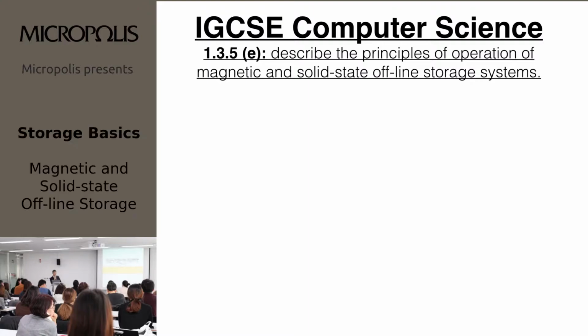IGCSE Computer Science. This is syllabus statement 1.3.5e. This is the principles of operation of, actually, to be honest, we're not really seeing how magnetic and solid state systems work. We're seeing how they are applied to offline storage. So how they're applied to external hard drives, how they're applied to thumb drives or memory sticks or XD or SD cards. So that's pretty much it.